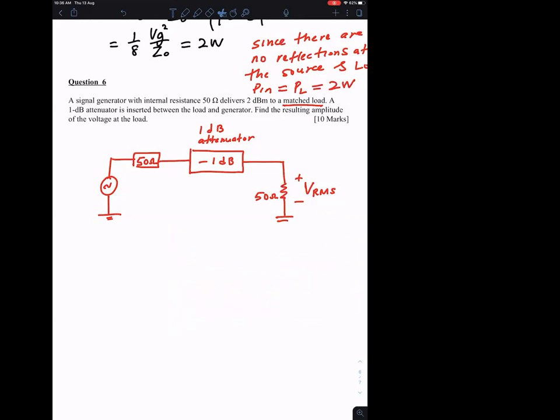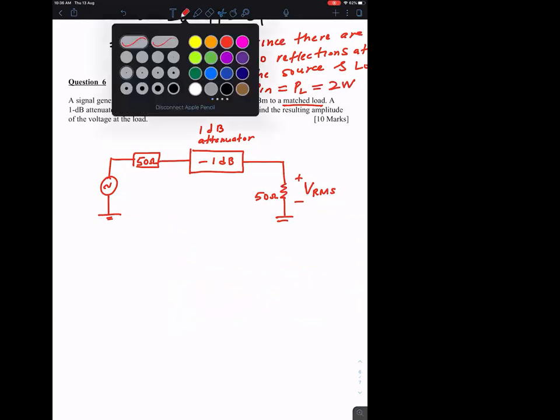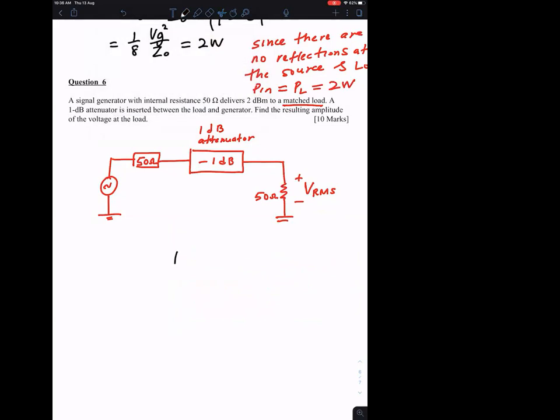In order to find the output voltage, the power at the output is VRMS squared over 50 ohms. So therefore you have to find VRMS. Solving for VRMS, VRMS is the square root of 50 times P out. So if you know P out, you can find VRMS.